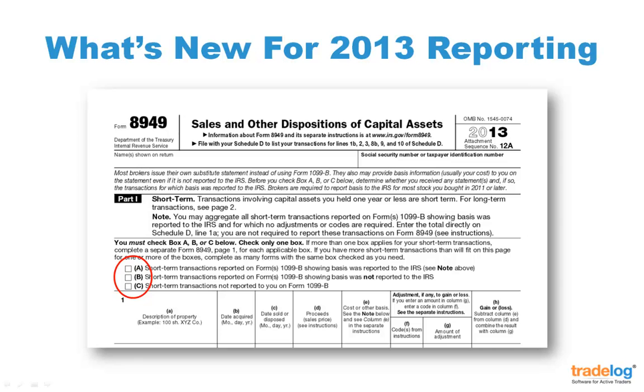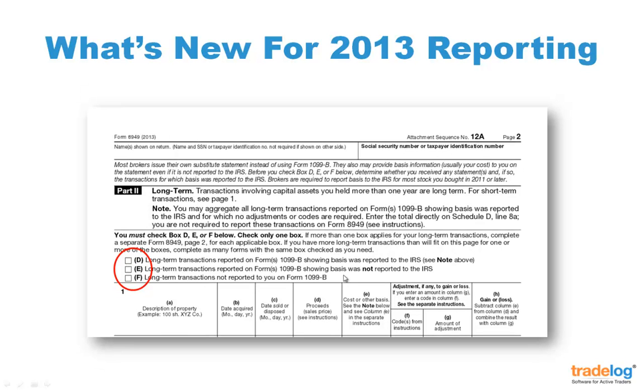Now, when it comes to these check boxes, what's changed this year is on Part 2 of the 8949, which is the part where we report long-term transactions. You'll notice that instead of the labels A, B, and C that they had in the last couple of years, the IRS has now changed the long-term section to D, E, and F.